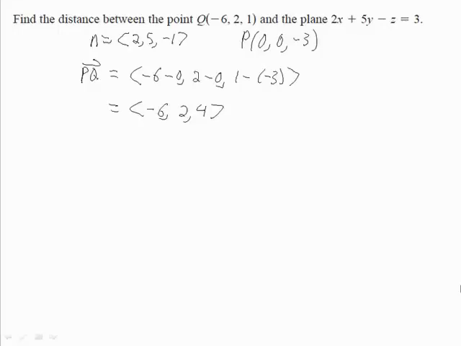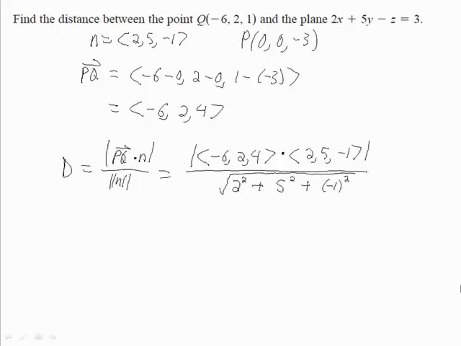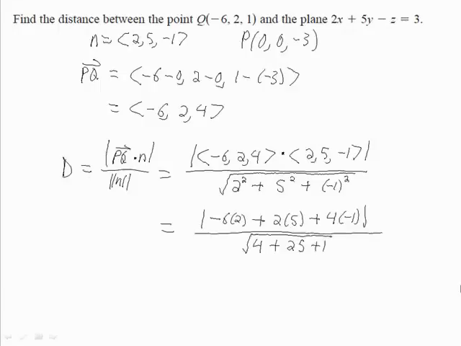The formula for the distance between a point and a plane produces the following. The distance is equal to the absolute value of the dot product of the vector PQ and n divided by the magnitude of n, which is equal to the absolute value of the dot product of the vector -6, 2, 4, and the vector 2, 5, -1, divided by the square root of the quantity 2 squared plus 5 squared plus -1 squared, which is equal to the absolute value of the quantity -6 times 2 plus 2 times 5 plus 4 times -1, divided by the square root of the quantity 4 plus 25 plus 1, which is equal to the absolute value of -6 divided by the square root of 30, which is equal to 6 divided by the square root of 30.